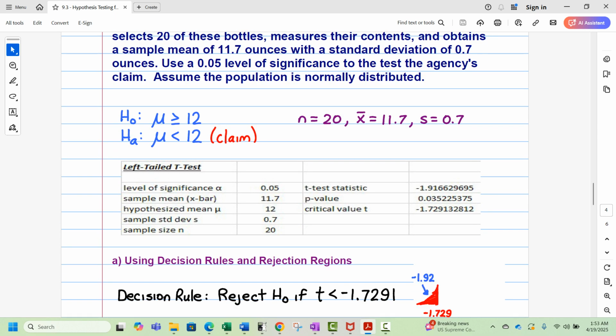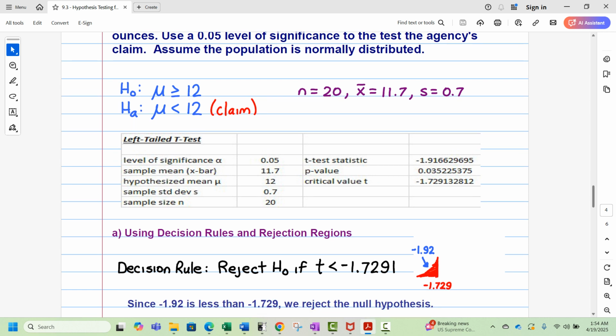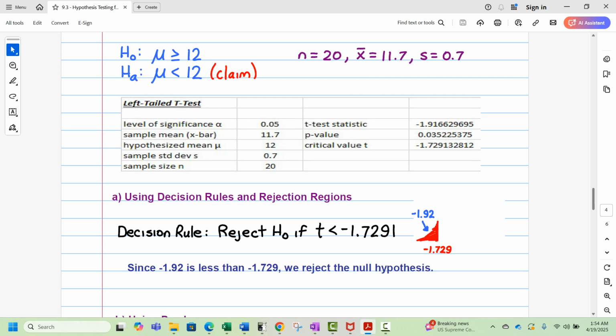I won't retype the numbers in the spreadsheet on this one. Like I said, you're going to see me do it in homework problems. So using decision regions, we reject the H0 if t is less than negative 1.7291. And negative 1.92 is less than negative 1.729. Another way you could look at it is if you flip it over completely to the other side, because the curve is symmetric, that would be the same thing as saying positive 1.92 is greater than positive 1.729.